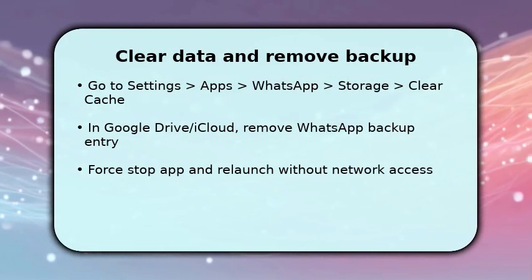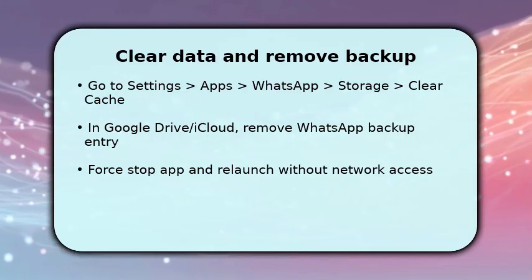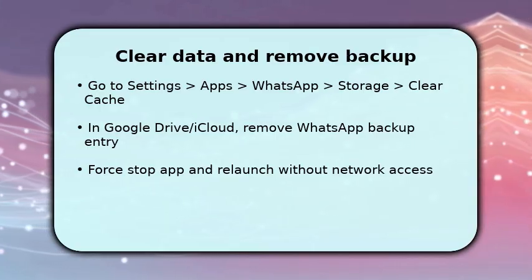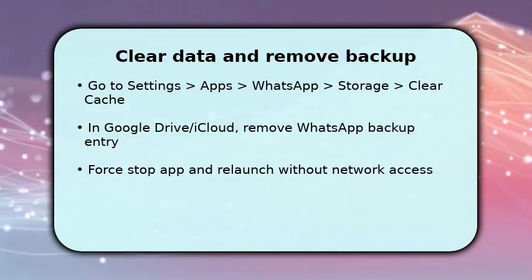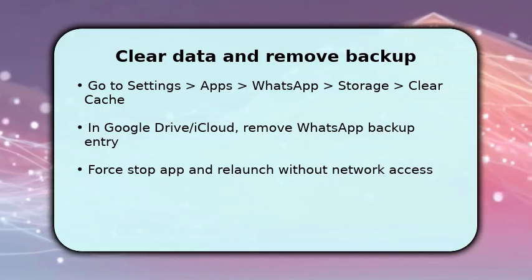Next, you need to remove restore sources and reset the app. First, go to Settings, Apps, WhatsApp, Storage, and Clear Cache. This removes temporary restore fragments. Then open Google Drive or iCloud and delete the WhatsApp backup record so the cloud won't trigger another restore.